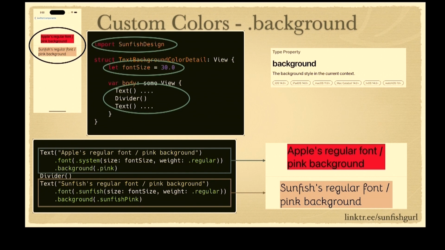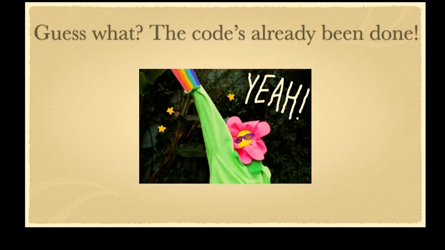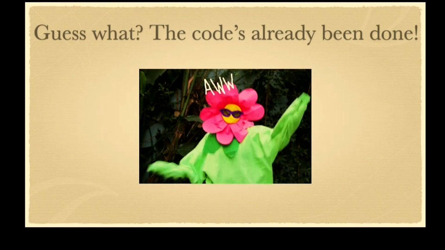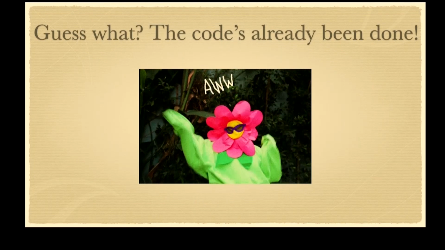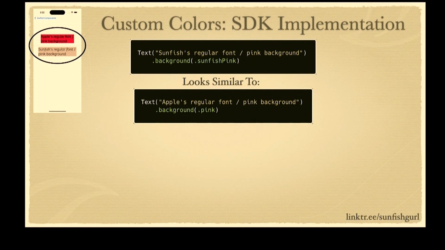Now we've already gone over how to implement the font view modifier, but see once again how the background view modifier looks the same for both displaying Apple's pink as well as our custom sunfish pink. So how do we do this? Well, guess what? The code's already been done. I was hoping for more enthusiasm. Thank you.